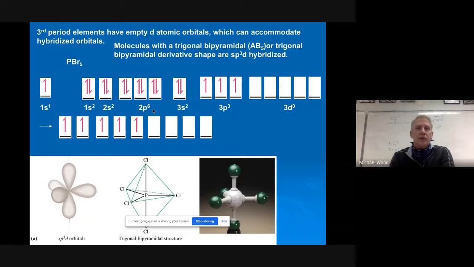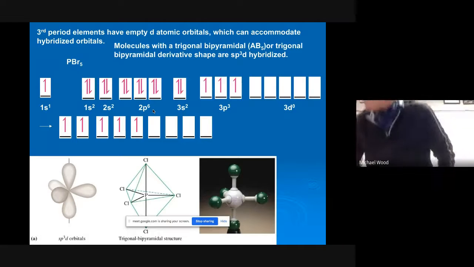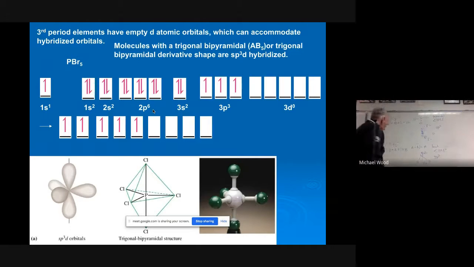So third period elements have empty d orbitals, and that's why this will not occur for elements in the first row or the second row of the periodic table. It has to be the third row and below, which can accommodate hybridized orbitals. Molecules with a trigonal bipyramidal, the AB5, or any of those derivatives, their hybridization is sp3d. I'll try and explain that.